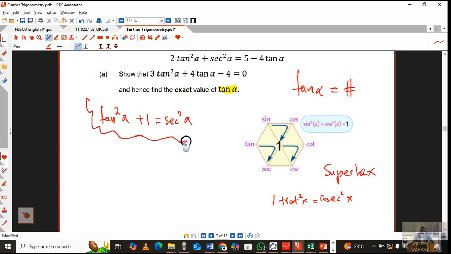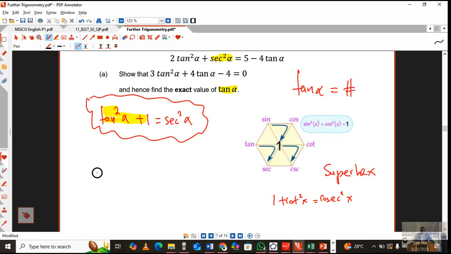This is what I'm going to use over here when I have this sec square alpha. I'm going to replace all of that sec square alpha by this, because that is equal to sec square alpha.